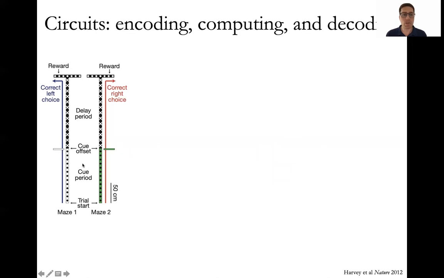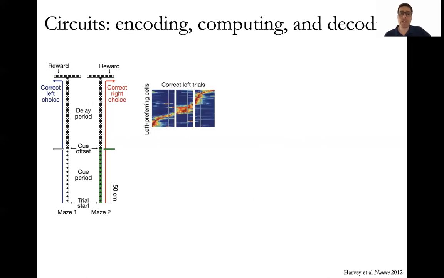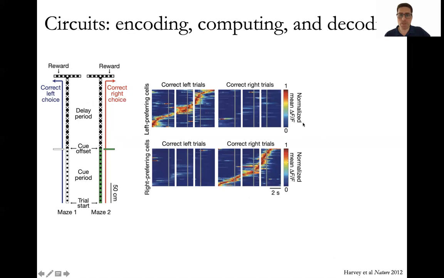And depending on the cues the animal received, it either needed to go left or go right at the end of the maze. And it received a reward for getting the correct choice. The researchers then recorded neural activity from a particular part of the mouse brain and found that there were neurons that were left preferring neurons. So they had neural activity, that's what's shown here.